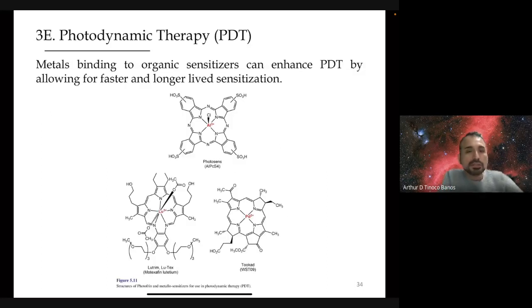All right, so let's look at the context of these sensitizers, but introducing metals. Metals binding to organic sensitizers can enhance the photodynamic therapy effect by allowing for faster and longer-lived sensitization. So here we have a few representations of metals that are coordinated to these organic sensitizers, right? And so it gives us a perspective of these types of compounds.